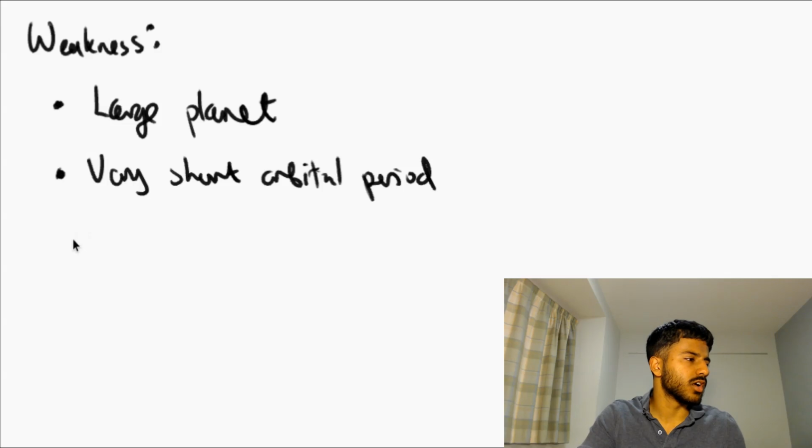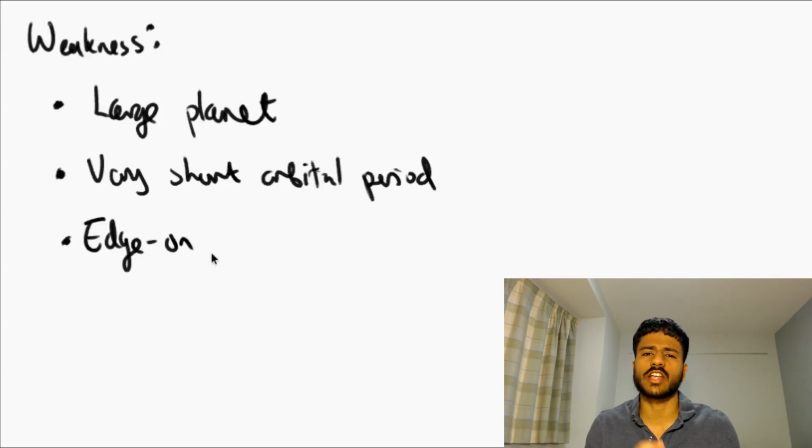And once again, it's ideal to have an edge on orbit. And that's because you can get more blockage from the star.